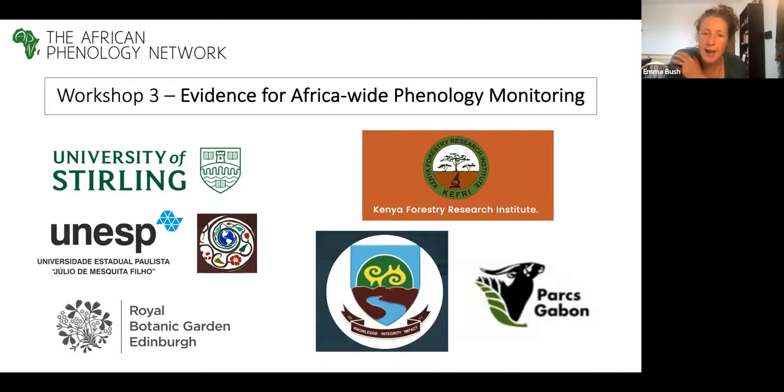So finally today, this is our first event where we're starting to look at the evidence that we've been collating as part of this project. So the project itself is, I'm based at the Botanic Garden, and we've been getting advice from colleagues at the University of Stirling and UNESCO, Sao Paulo's university, on the use of automatic cameras for phenology data collection. And we have been starting to trial some of these methods, like I said, at the 3 research sites that we heard from in the very first workshop.